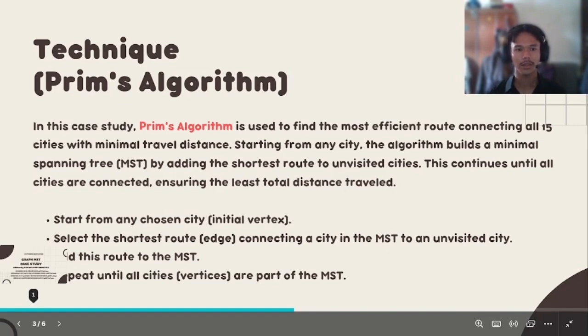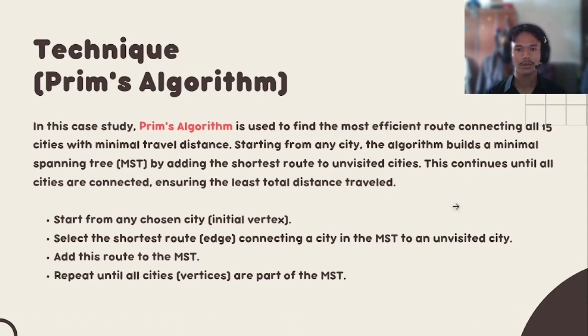Today I will explain the case study of discrete math for the technique Prim's algorithm. In the case study, Prim's algorithm is used to find the most efficient route connecting all 15 cities with minimal travel distance. Starting from any city, the algorithm builds a minimum spanning tree by adding the shortest route to unvisited cities. This continues until all cities are covered and shows the least total distance traveled.